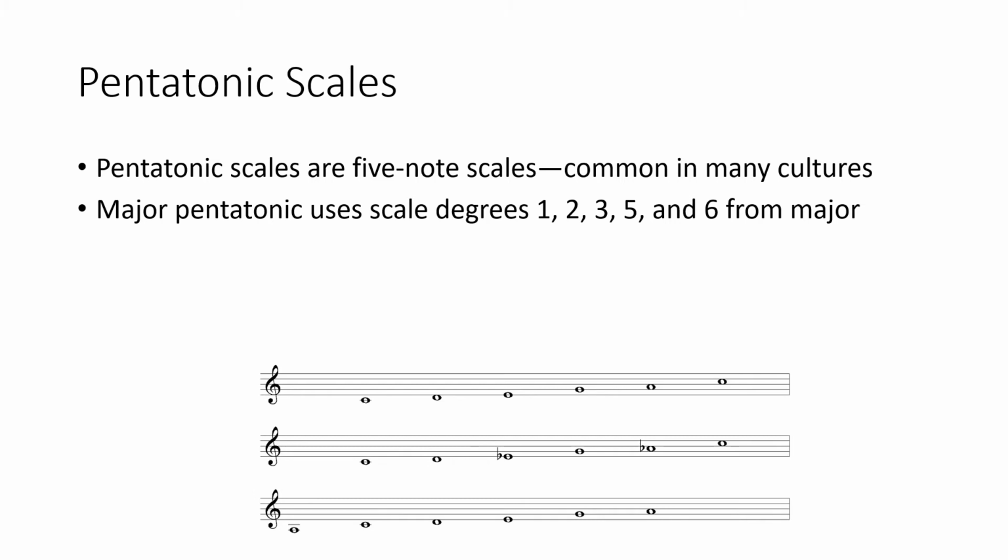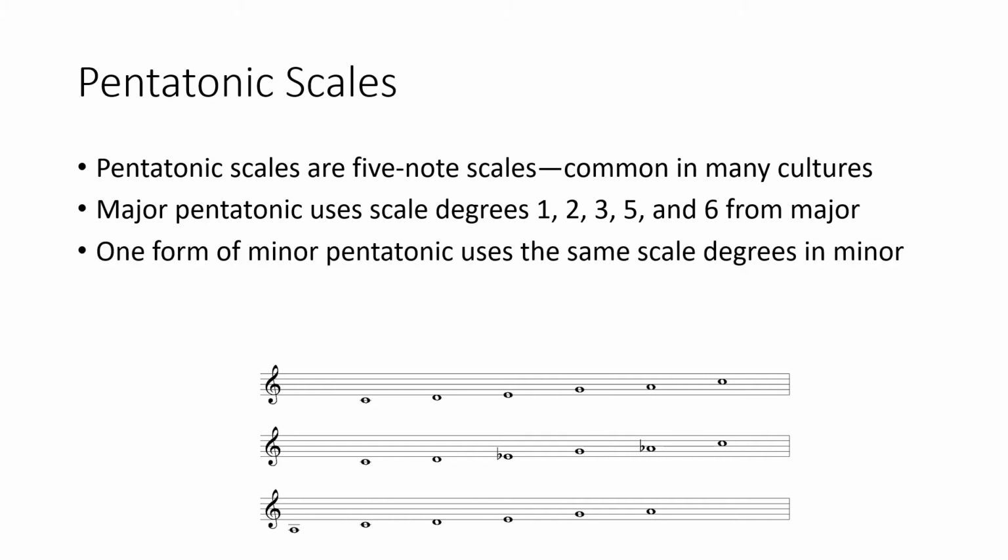leaving out the F and the B in this scale leaves out the tritone and also the 2 half steps that occur in a major scale. So this just retains all of the consonant parts of the major scale, leaving out those dissonances. One form of the minor pentatonic scale uses these same scale degrees in minor, as you see in the second example. And that retains both of the half steps that are characteristic of the minor scales, flat 3 and flat 6.